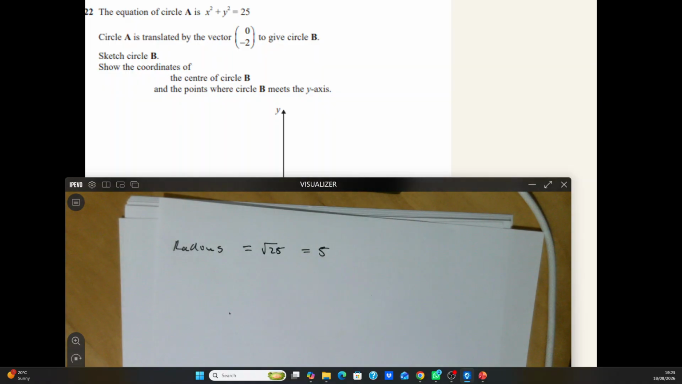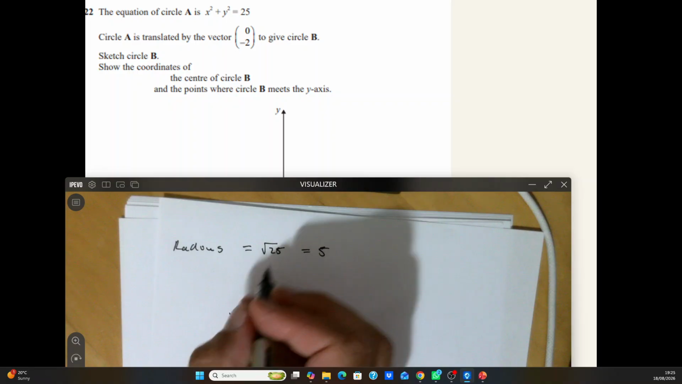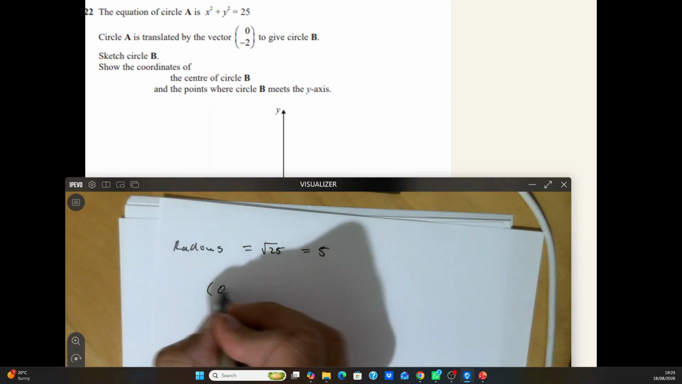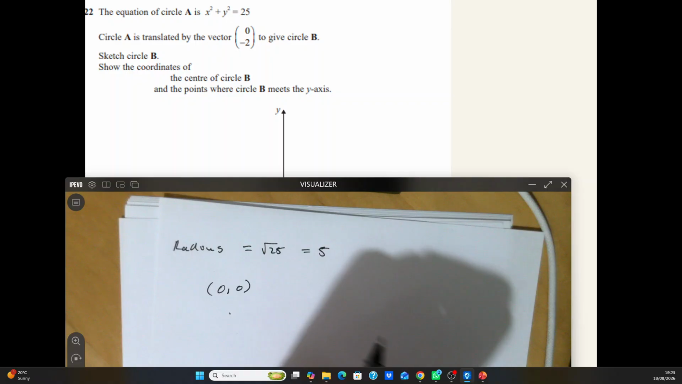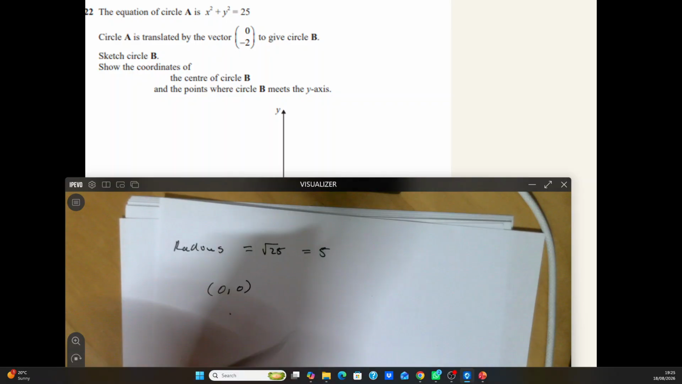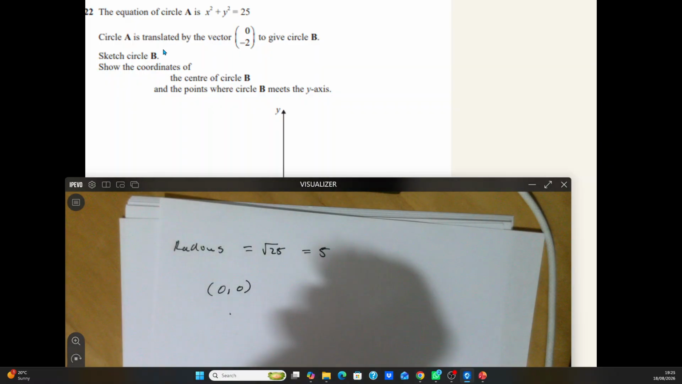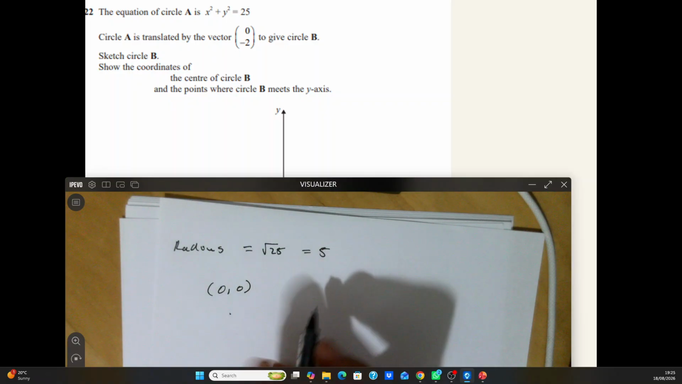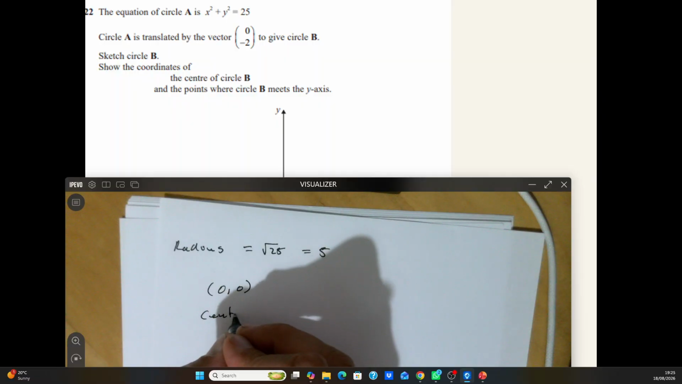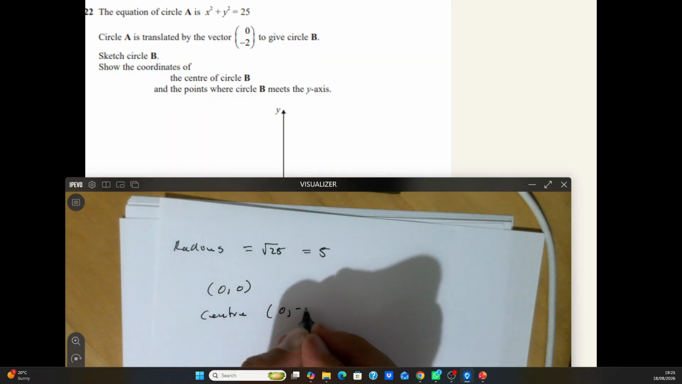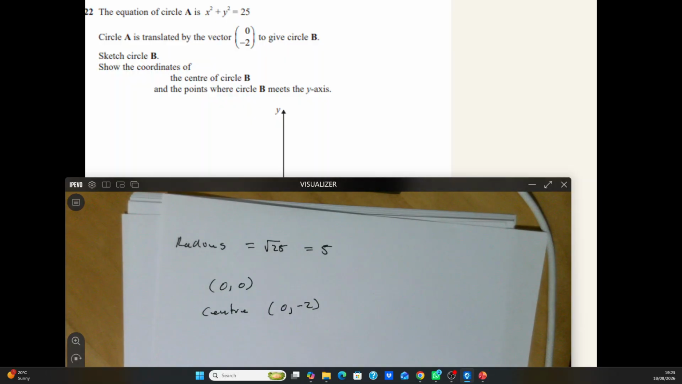Sketch the circle. Right, so the circle of that centre will have gone through 0, 0. You know why that would have gone through 0, 0? Because it's just x squared plus y squared. The x's haven't moved, but the y has. So the centre is now 0, -2, because I've taken the 2 off.